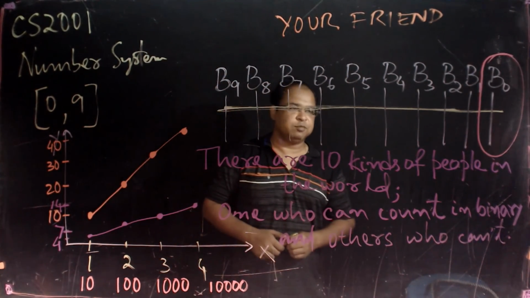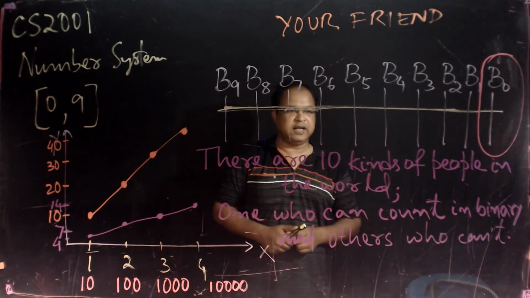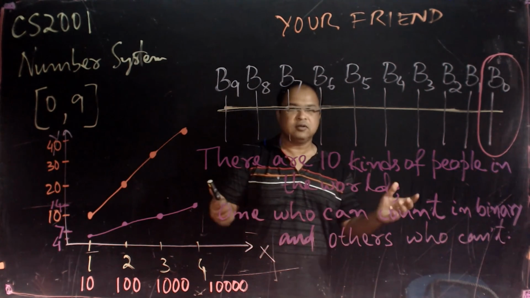There are 10 kinds of people in the world, one who can count in binary and others who cannot.